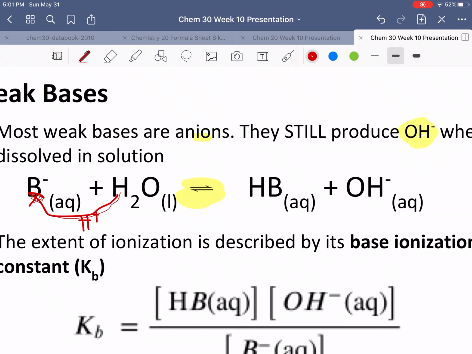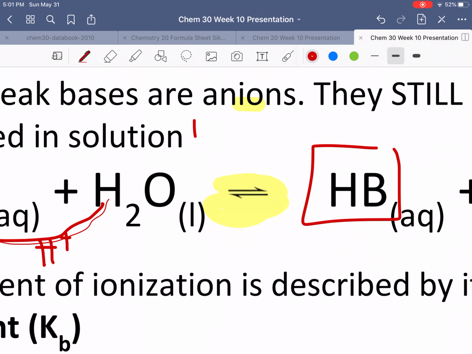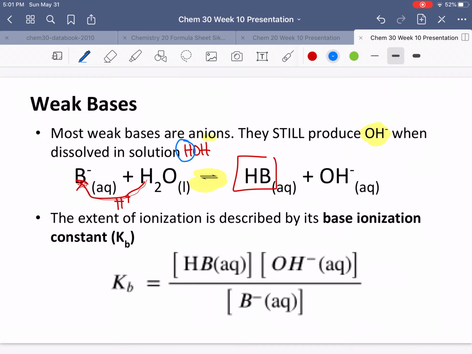So proton transfer. That's how we end up with that HB. Now remember, water technically is HOH. So essentially what we're doing is just removing that hydrogen. When you remove that hydrogen, you end up with hydroxide, which is pretty logical. If hydroxide is produced, we have basic characteristics.